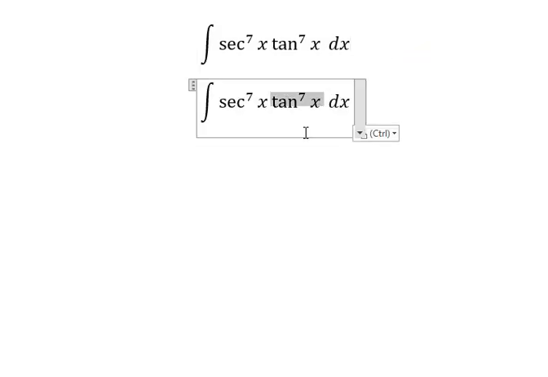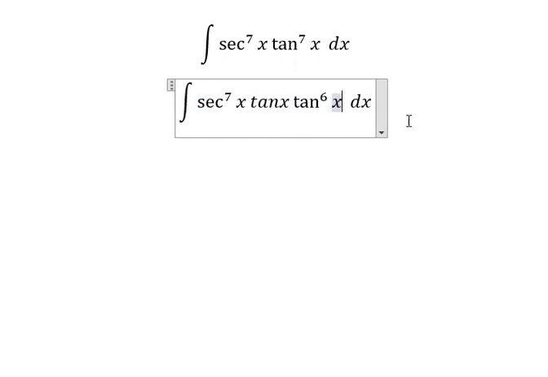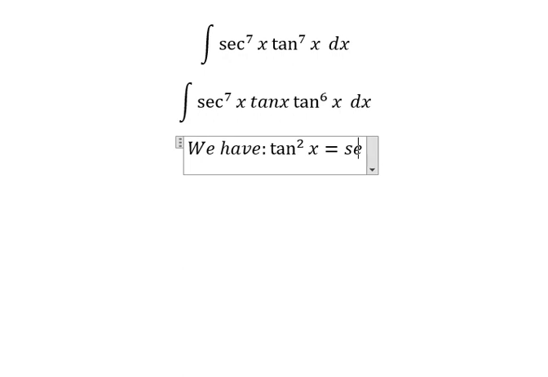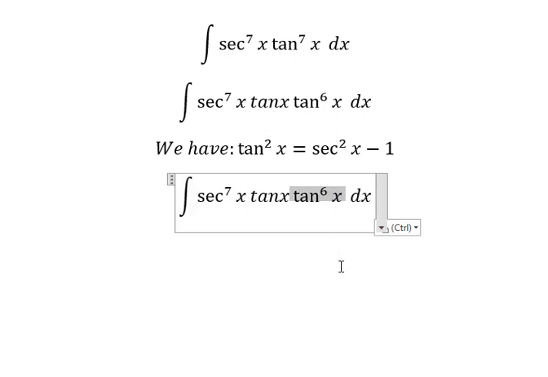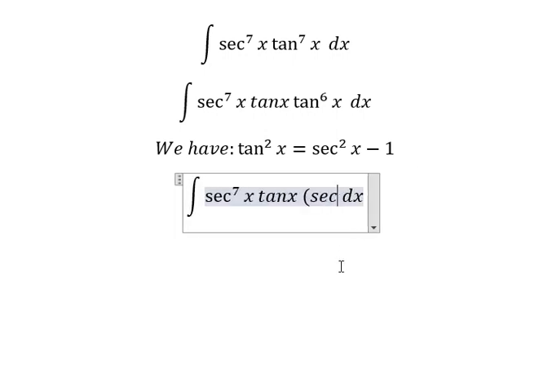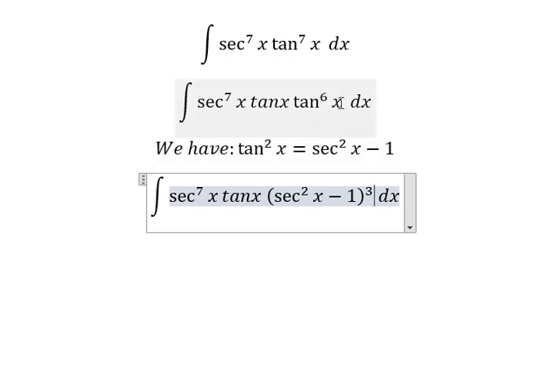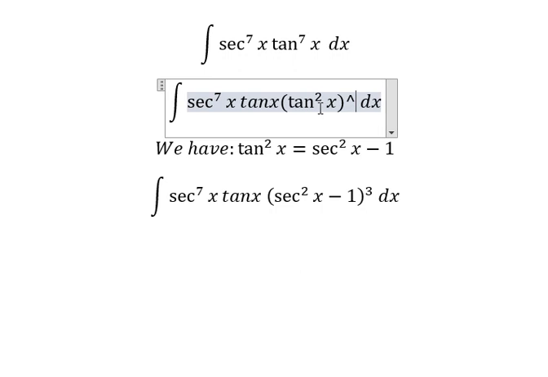About this one, I can put it into tan s and tan s to the power of 6. Next, we have the formula in here: tan s squared equals secant of s squared minus 1. So if we look carefully at this one, that is secant of s squared minus 1, everything to the power of 2, because this one we can put tan s squared, everything to the power of 3.